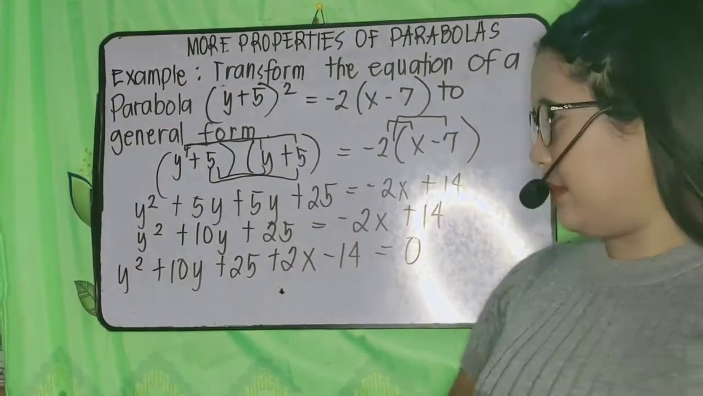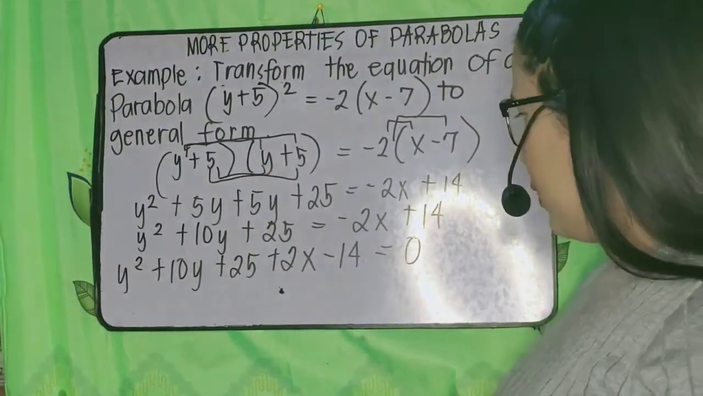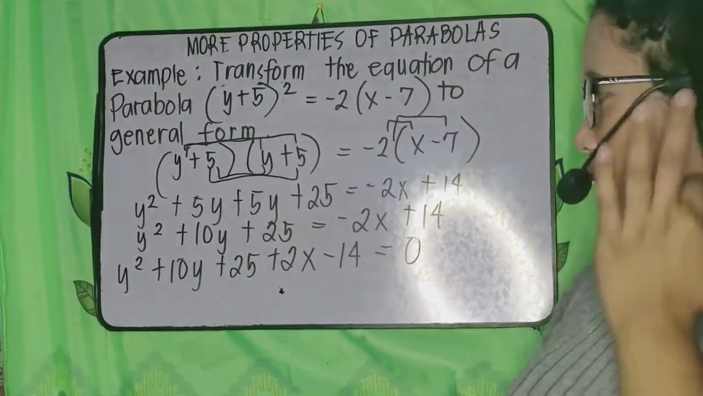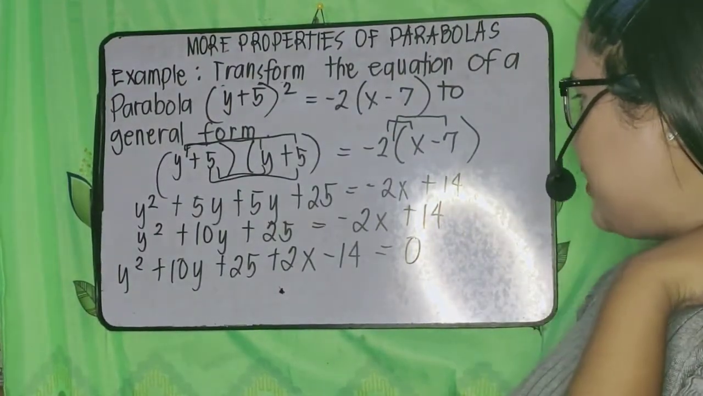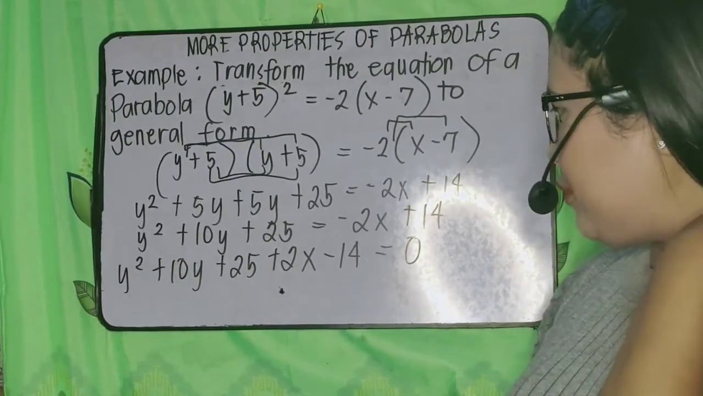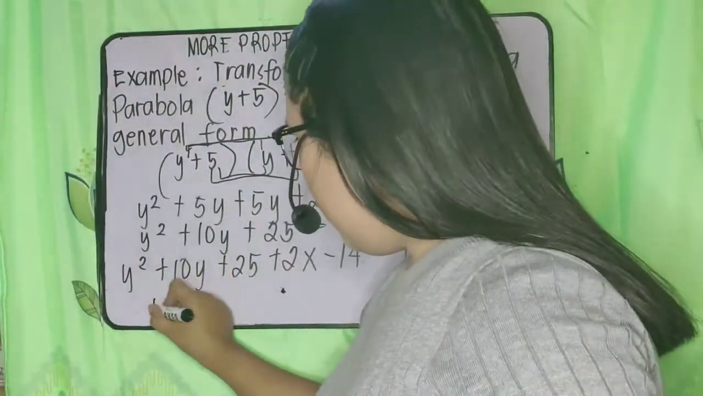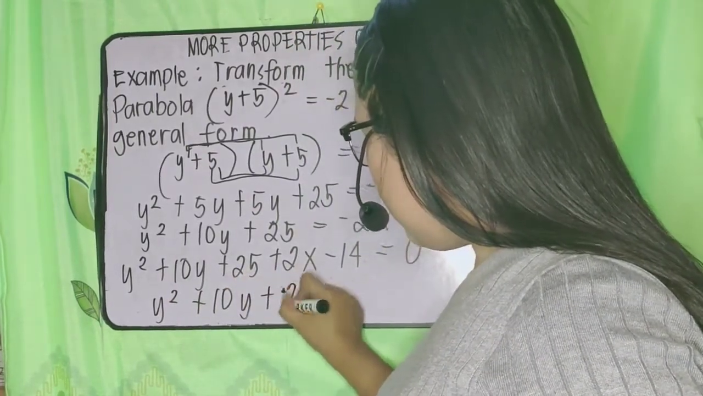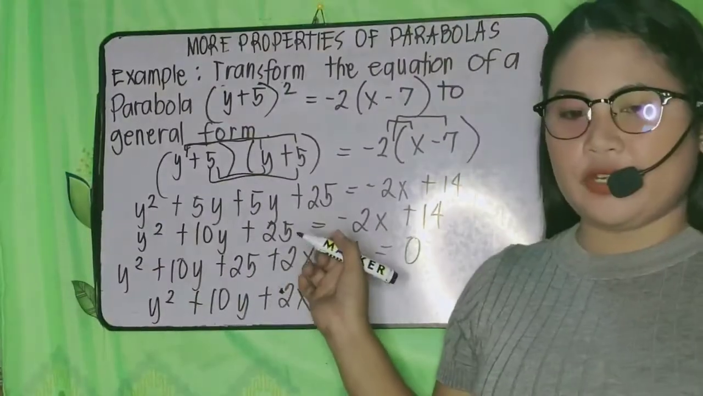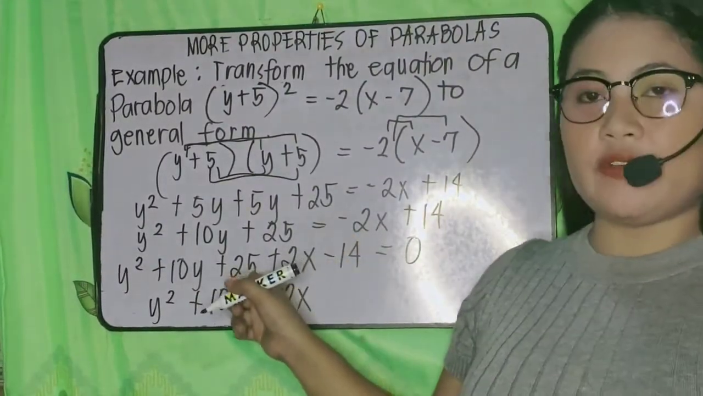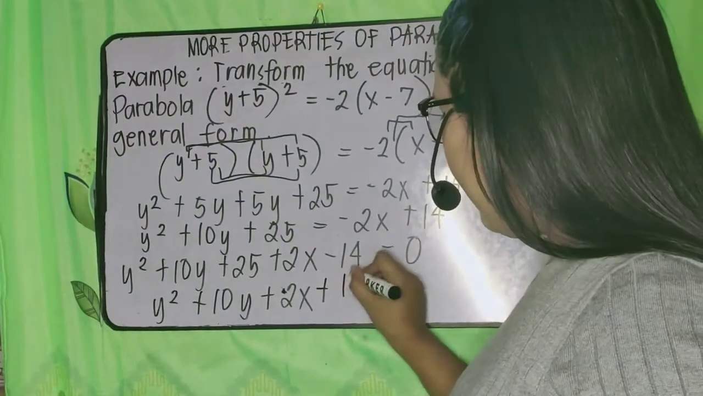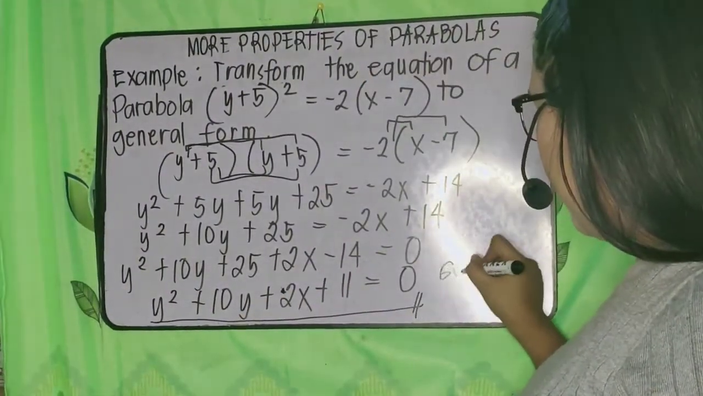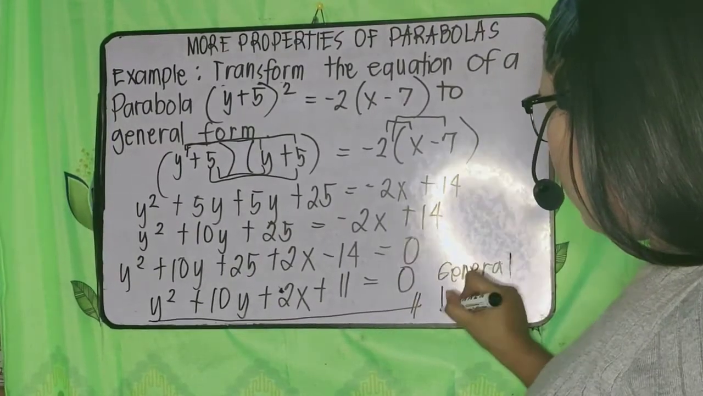So, wala naman na magkakaparehas tayo. Mayroon, yung sa 25 din, negative 14. So, first, since wala naman tayong x squared, unahin po natin yung y squared. Okay? So, y squared, then plus 10y, plus 2x, then 25 minus 14, so pwede natin siyang simplify. 25 minus 14, we have positive 11 equals 0. So, this will be our final answer. So, this is the general form. Okay?